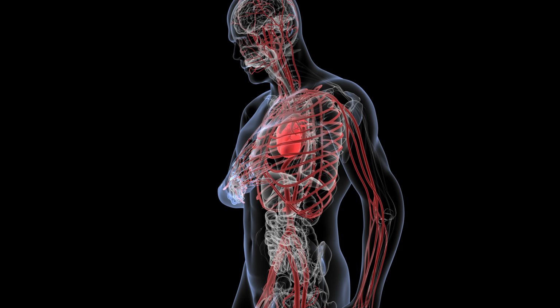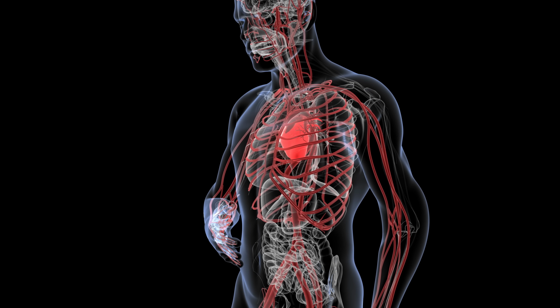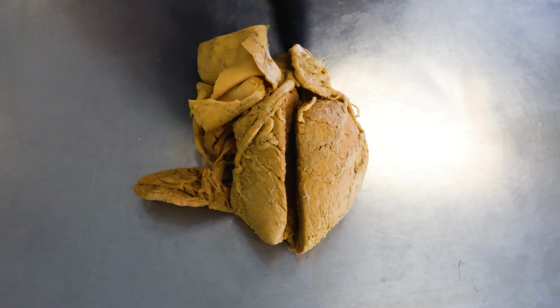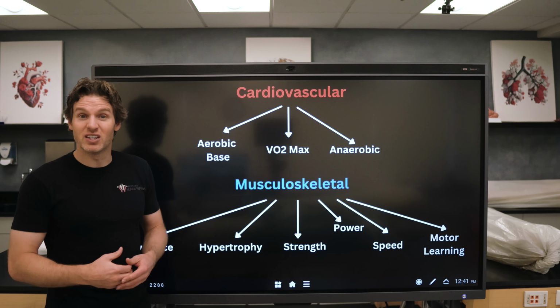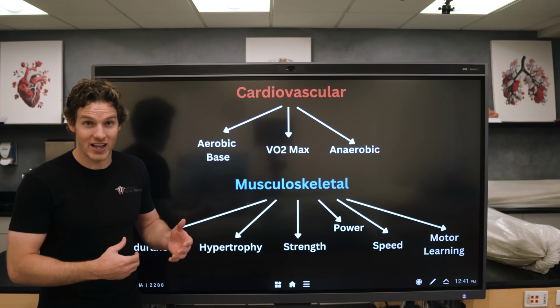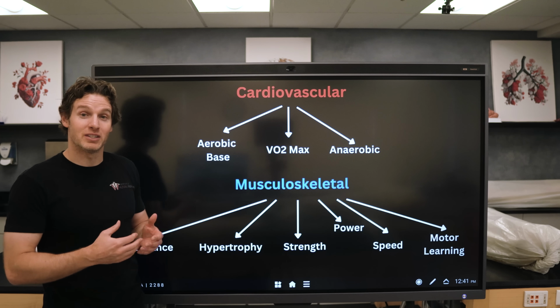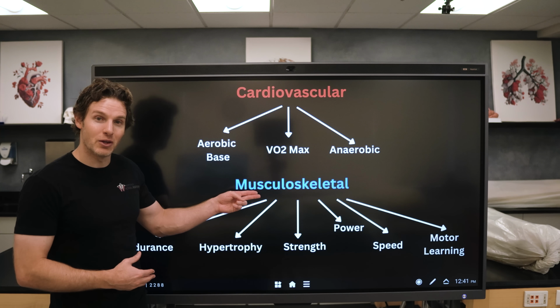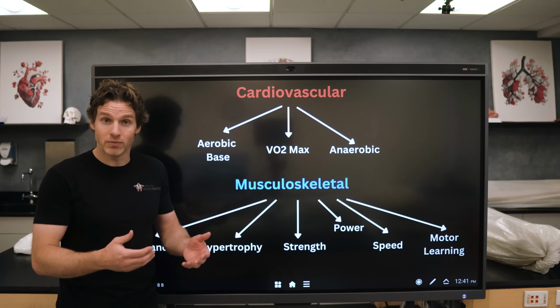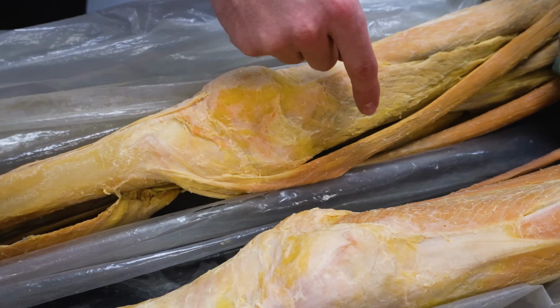The cardiovascular adaptations are more systemic, as they are adaptations in the whole cardiovascular system, such as with the heart and blood vessels. And as I mentioned, we went into these cardiovascular adaptations in much greater detail in the cardiovascular video that I'll link at the end. But today, we're going to focus on the musculoskeletal adaptations. And these would be adaptations that, for the most part, occur within the actual skeletal muscle tissue.